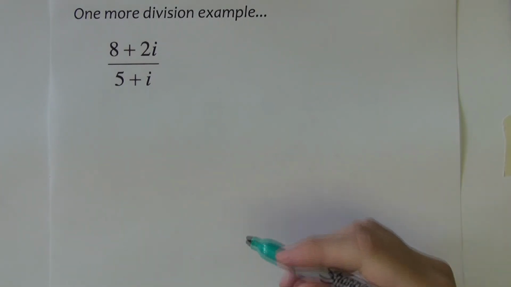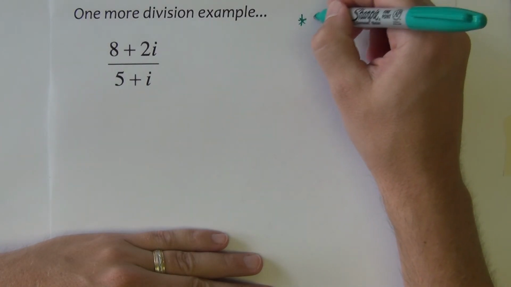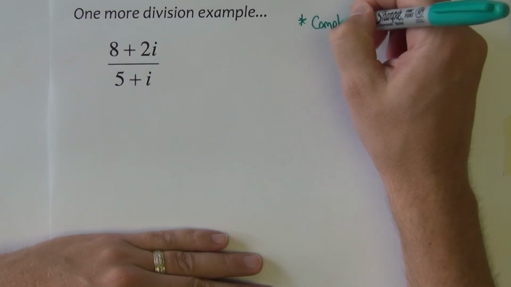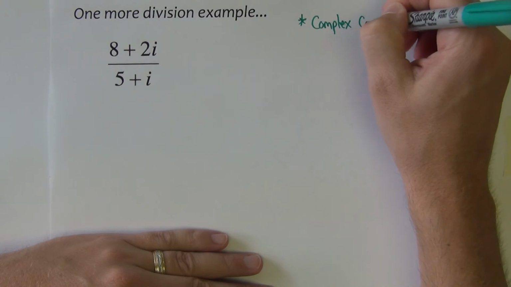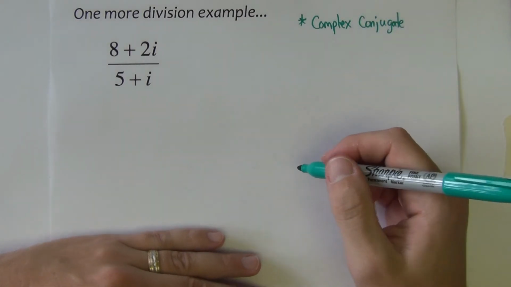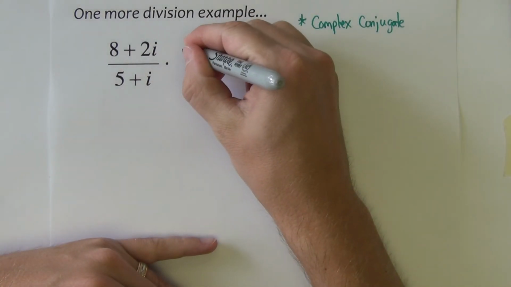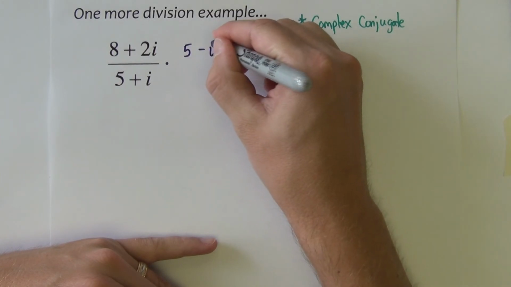The last example to look at is one in which we're dividing by an i, but the denominator contains two terms. We're still going to rationalize. We're going to multiply top and bottom by what we call a complex conjugate. A complex conjugate is the same two terms, the 5 and the i, but we're going to change the sign between the two terms. We're going to multiply top and bottom by 5 minus i.